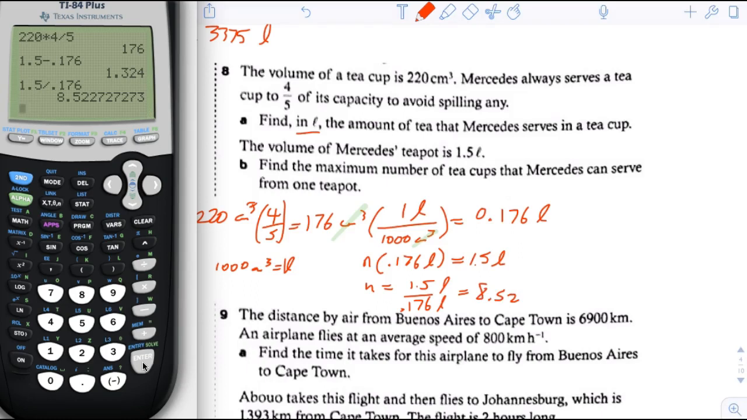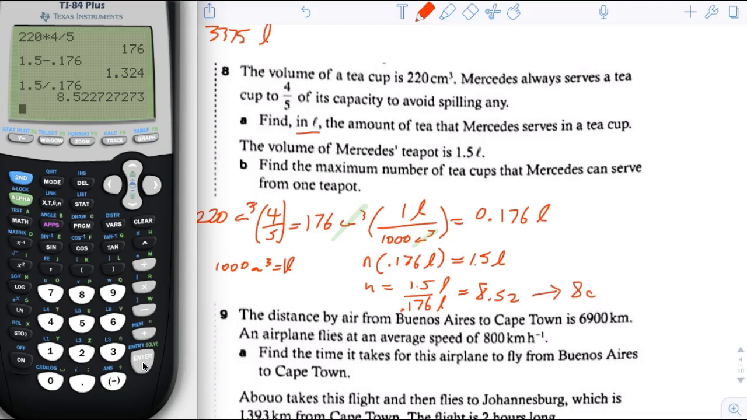So they're asking for the maximum number of teacups. In math studies, you have to be careful that when they ask that, they're looking for a whole number. So you would say that the number would be 8. It wouldn't be 9 because we don't quite have 9 cups. So only the full ones count. So we'll say that that is worth 8 teacups, okay?